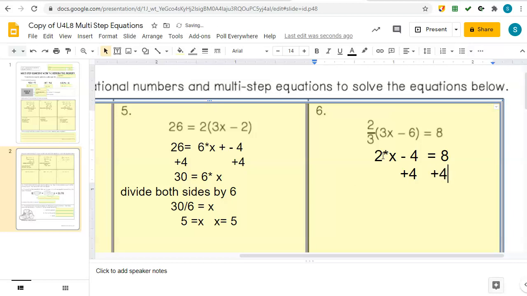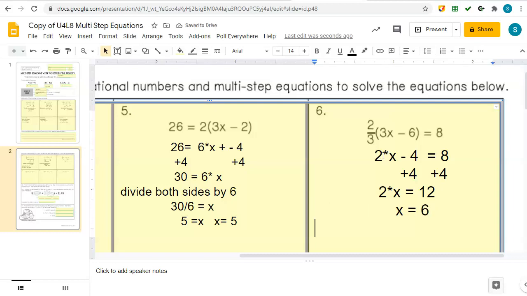Sorry, get rid of that minus 4 by adding 4, because that's the opposite. And we get 2 times x equals 12. Or, after we divide by 2, we get x equals 6.